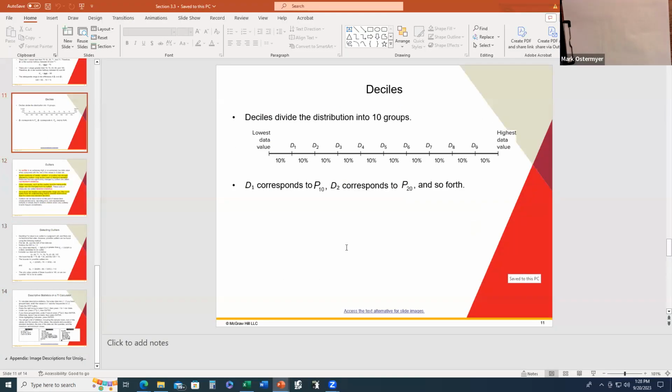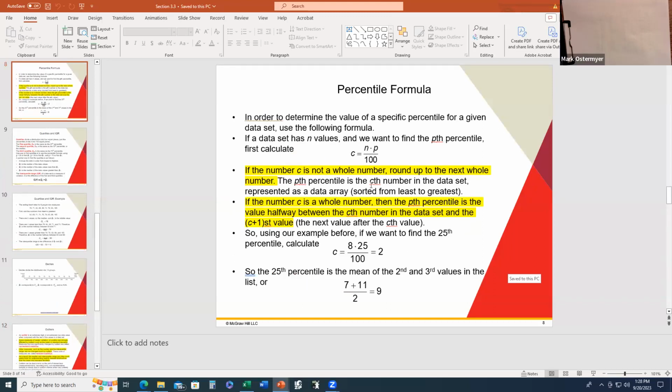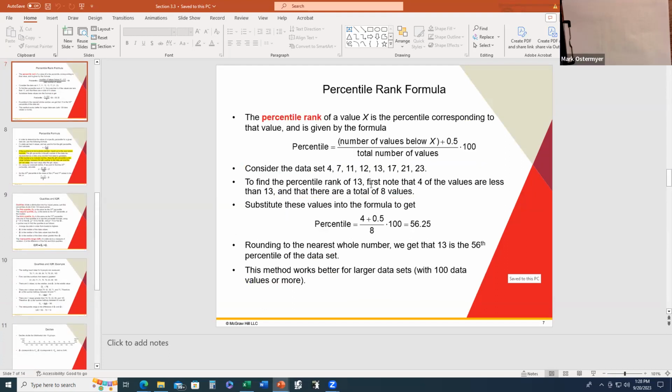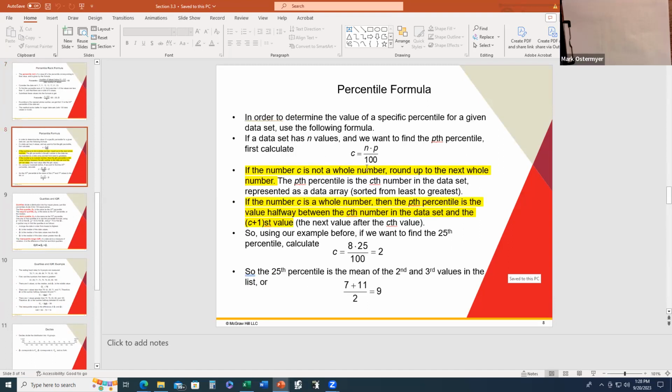Let's see here. We're trying to find the percentile of a data value in our data set. So we know we want to find the 40th percentile. Do you agree? So we're going to use this formula right here. So jot that formula down if you haven't done so. C is equal to N times P divided by 100. Remember, if C is not a whole number, then we round up to the next whole number, and that would be our Pth percentile. If C is a whole number, then the Pth percentile will be the average of the Cth and the C plus 1th data value in the data set. So that's the formula we're going to have to use here to answer this question in number 17.